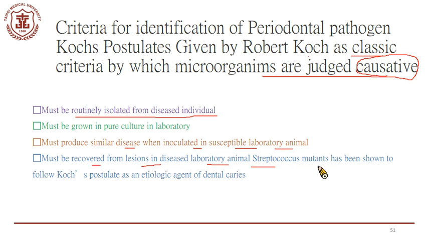Streptococcus mutans has been shown to follow Koch's postulates as an etiologic agent of dental caries. That means this bacteria has gone through all the other steps, and we always get caries. Okay? So it doesn't matter where you put it, they will just develop them.